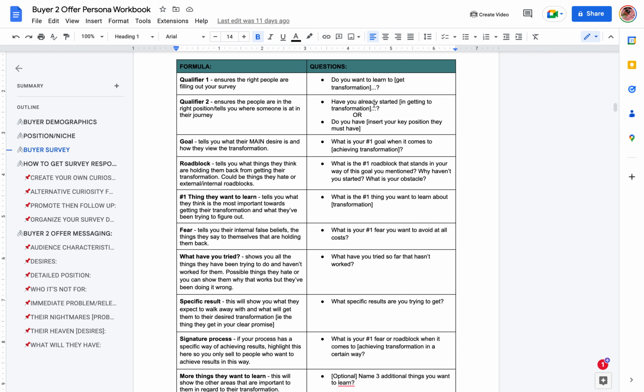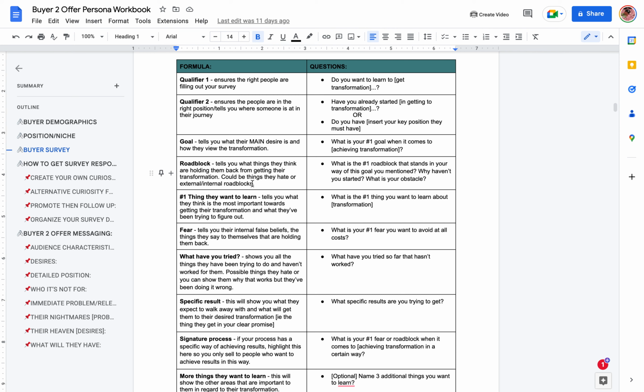Okay. So the next one is your goal, like their goals. So it tells you what their main desire is and how they view the transformation. So the question's pretty simple. What is your number one goal when it comes to getting the transformation?